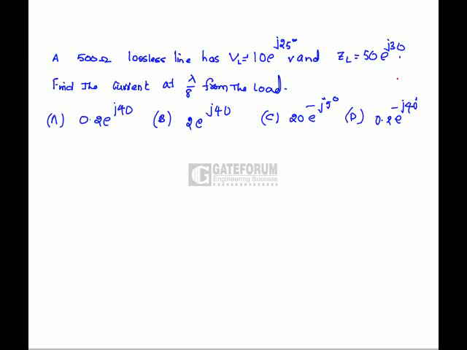A 100 ohm lossless line has VL as 10 e power j25 volts and ZL as 50 e power j30. Find the current at lambda by 8 from the load end. Okay, so IL, that is VL by ZL, is 0.2 e power minus j5 degrees.